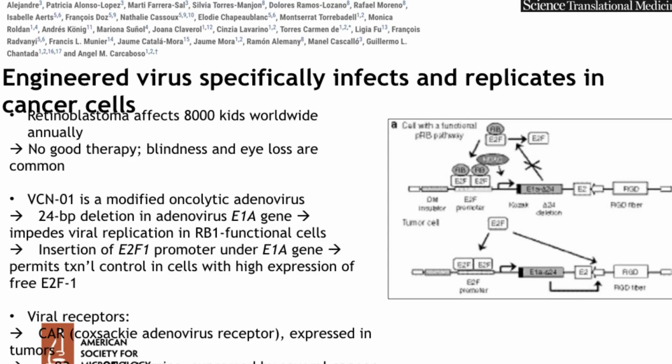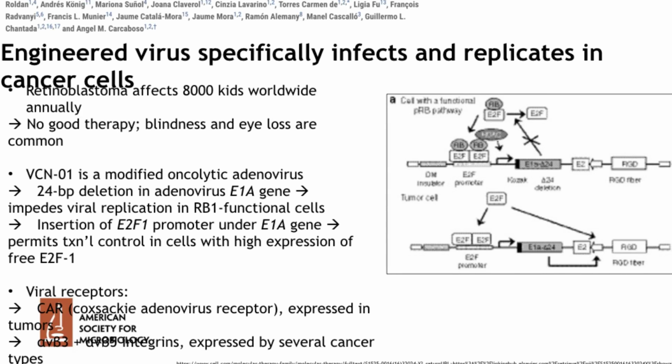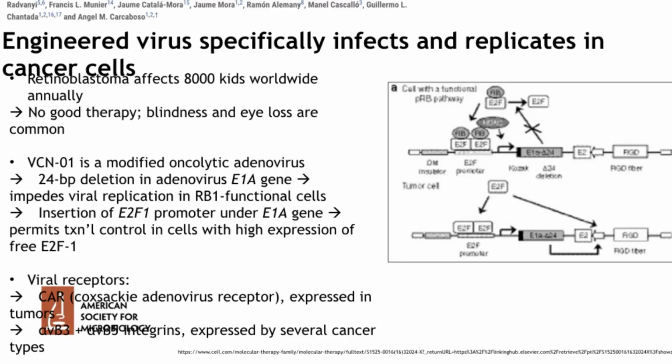And so the scientists in this study wanted to look at a modified oncolytic adenovirus. So adenovirus is something that is commonly found that can be the cause of the common cold, for example, but under certain circumstances and different lineages, they are associated with causing or affecting different aspects of the cell cycle that can eventually lead to cancer.